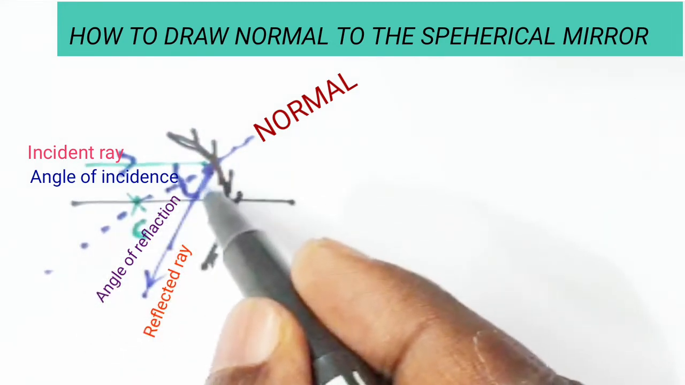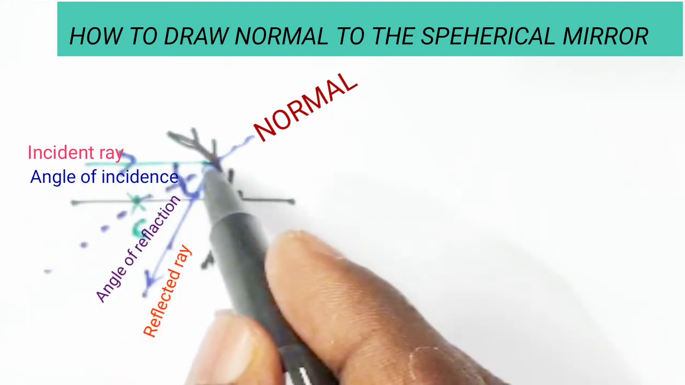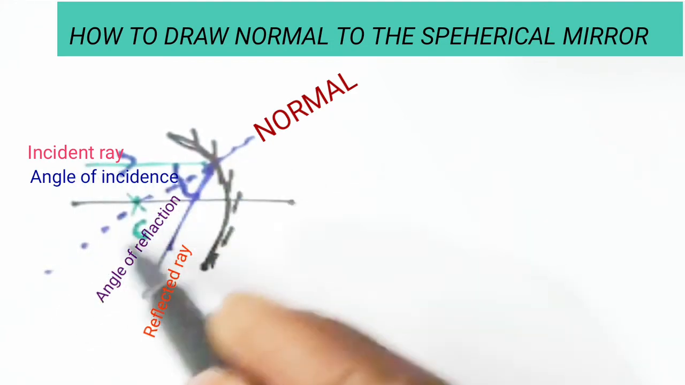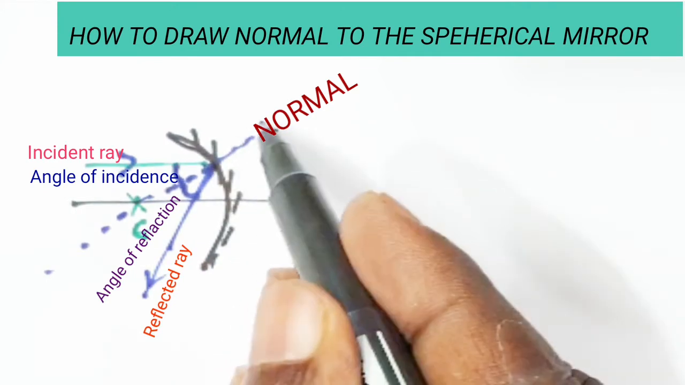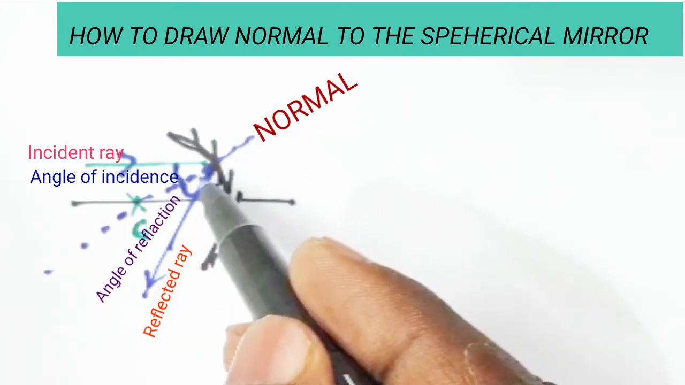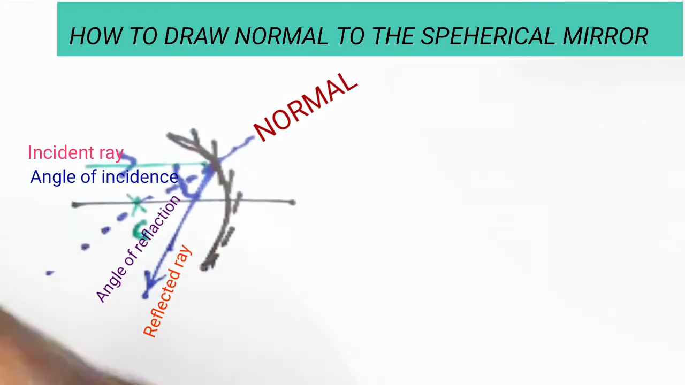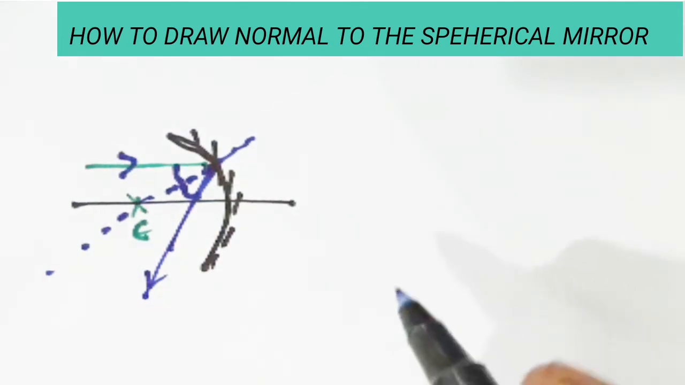With respect to the normal only, we have to decide. This is the incident ray. For that, I have drawn here a normal. The normal I have drawn to the point of incidence as a perpendicular line. It is a sphere now. For the sphere, I am taking the center. From the center of curvature, we have to draw a line. Is it clear to you?